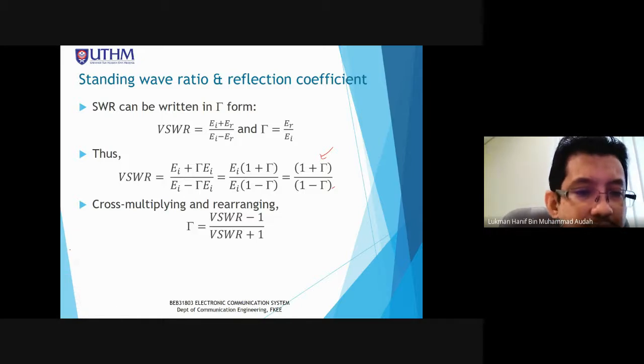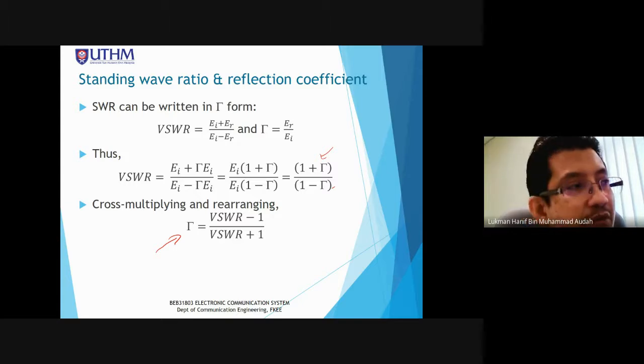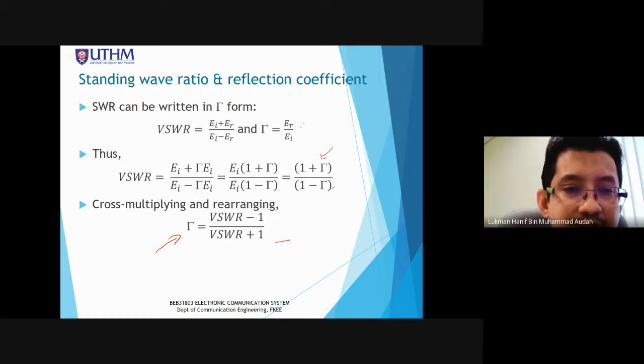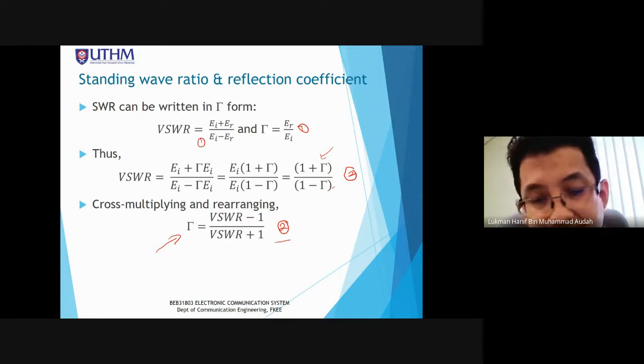And then how to calculate the reflection coefficient based on VSWR? Reflection coefficient is equal to VSWR minus 1 divided by VSWR plus 1. Okay, so again no unit. Okay, so ini persamaan yang kedua lah. Maknanya persamaan yang pertama yang ini, yang atas ni, yang kedua adalah berdasarkan VSWR. Sama juga dengan VSWR, kita dah lihat tadi persamaan pertama yang atas ni, persamaan kedua adalah berdasarkan reflection coefficient. Okay, ada dua cara.